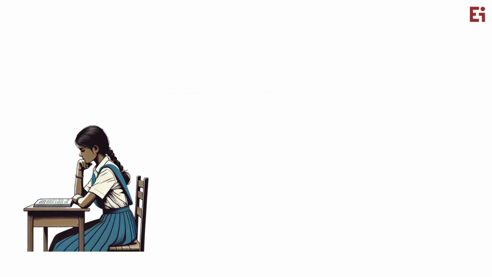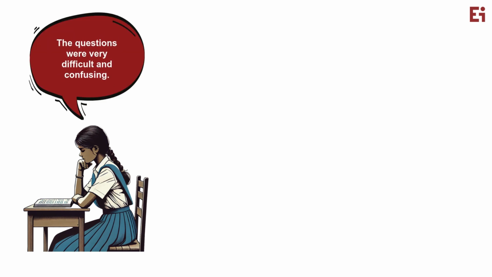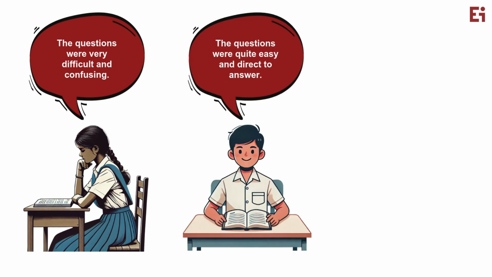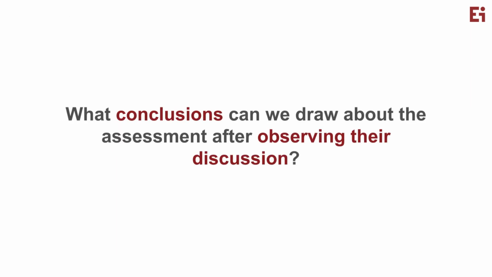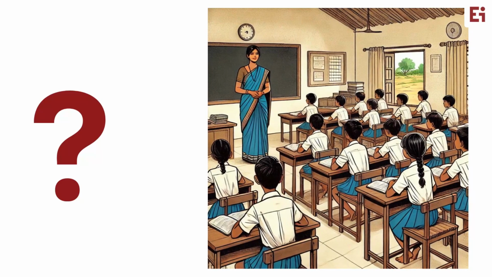Grade 6 students just had their math exam. While some found that the questions were difficult and confusing, some found questions to be easy and direct to answer, and others found the questions were exact repeats of the last few years. What conclusions can we draw about the assessment after observing their discussions? Do you think the assessment being discussed by the students was aligned with what they learned in the class?